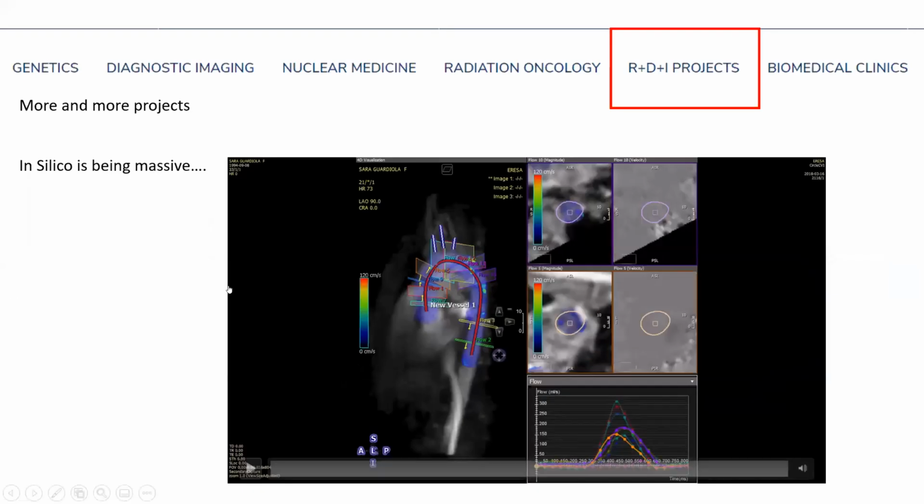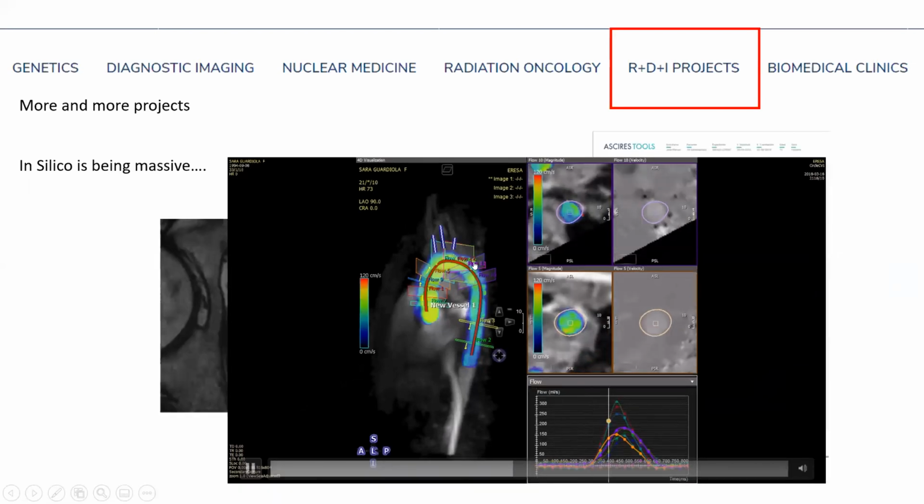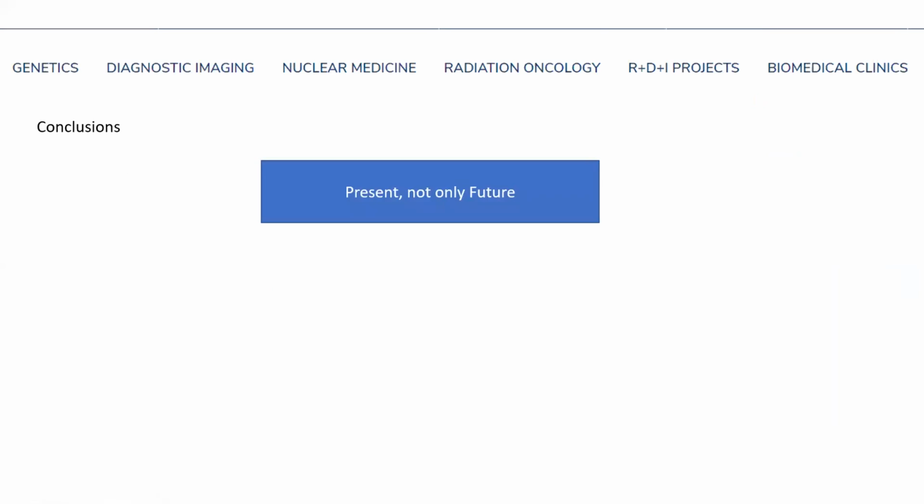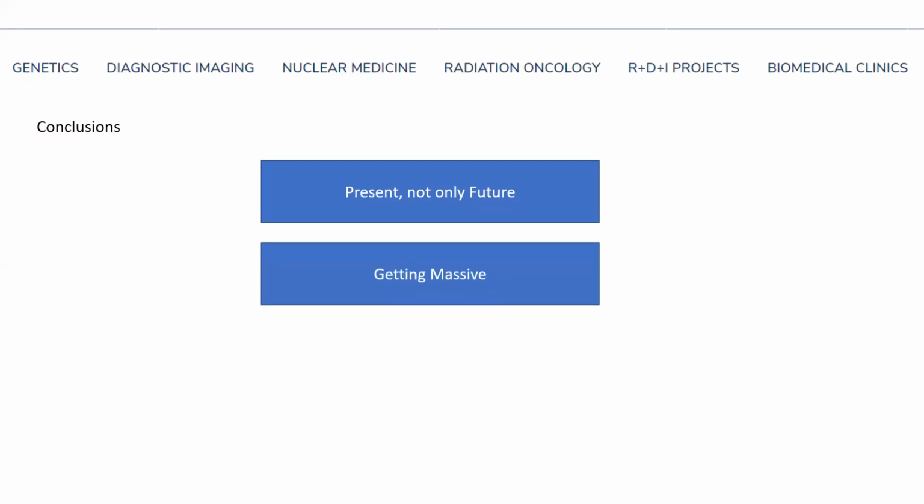And there are many projects that are supported by in silico technologies. My last conclusion from this talk is that we consider that in silico medicine is not only present but also very important in the future for these technologies, and that in the clinical trials world it is getting massive.